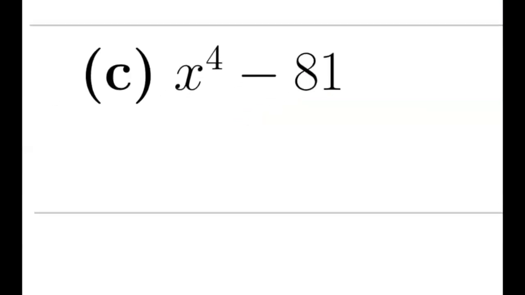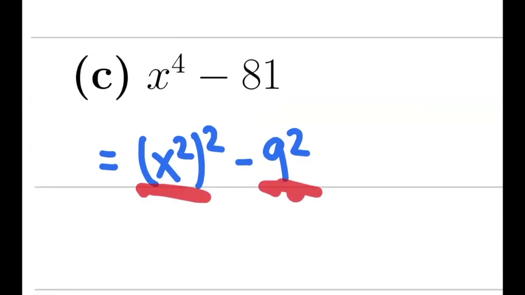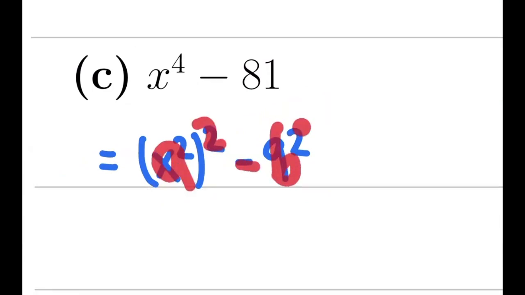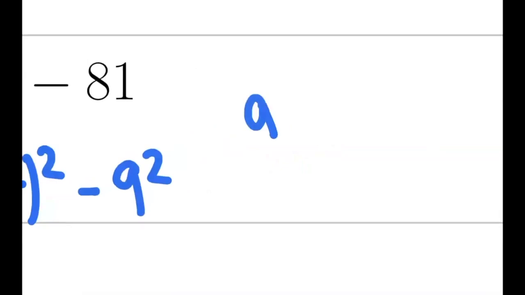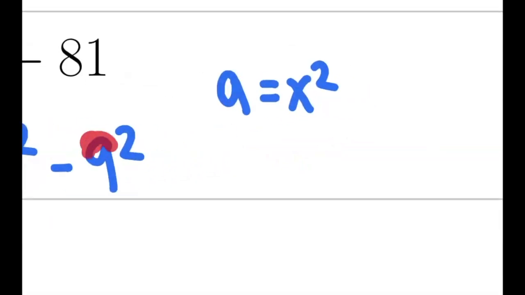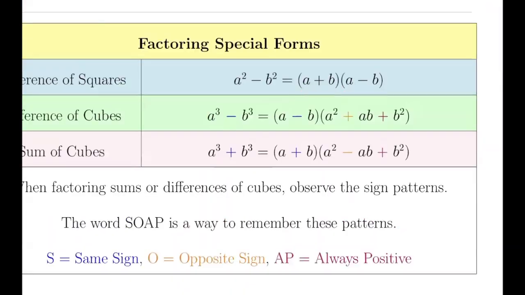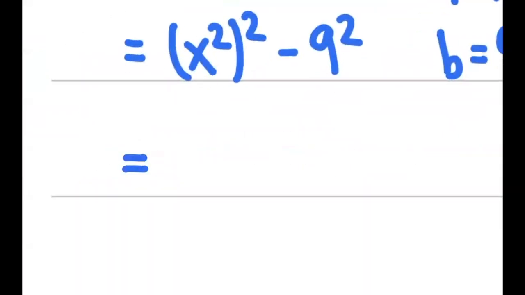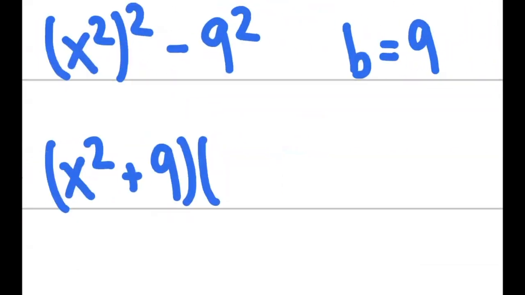You can think of this as x squared minus 9 squared. Now it's a little more clear that if you rewrite it, you can write it as a difference of squares. So this is a squared minus b squared. So the a in this case is x squared, and the b is this 9. So remember the formula is a plus b times a minus b. So a plus b is x squared plus 9, and a minus b is x squared minus 9.